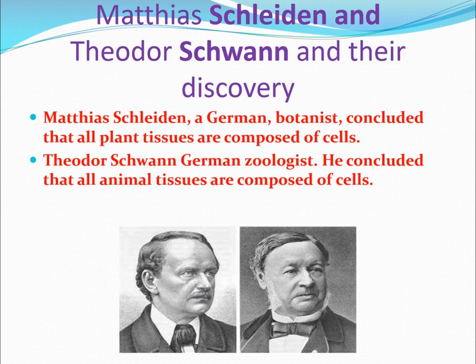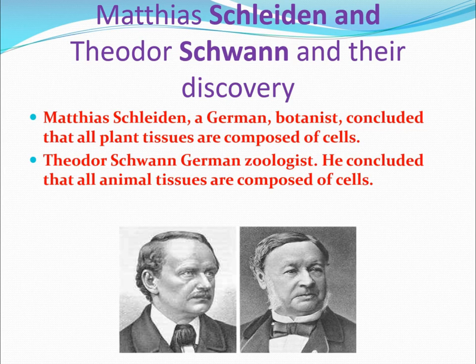Matthias Schleiden and Theodor Schwann and their discovery. Both of these scientists were from Germany. Matthias Schleiden was a German botanist, and Theodor Schwann was a German zoologist. So let's read. Matthias Schleiden, a German botanist, concluded that all plant tissues are composed of cells.